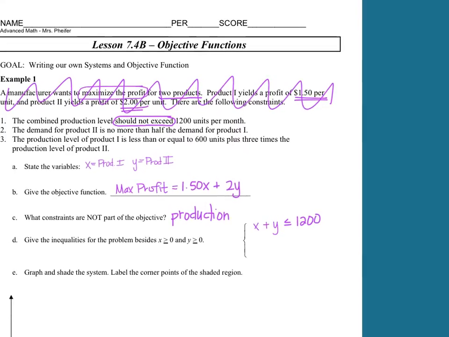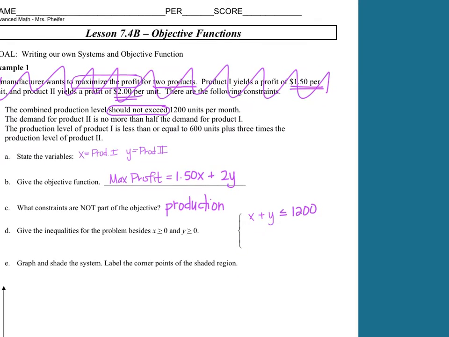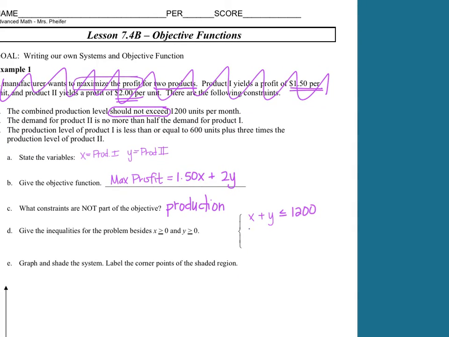Statement number 2, the demand for product 2 is, product 2 is Y. The word is always translates into some kind of equation or equal sign. What is it? It is no more.